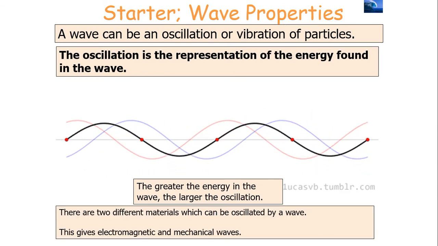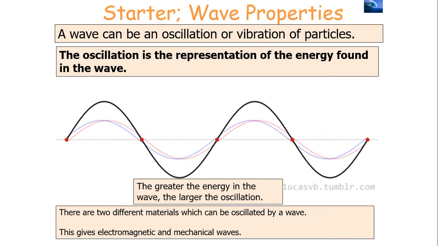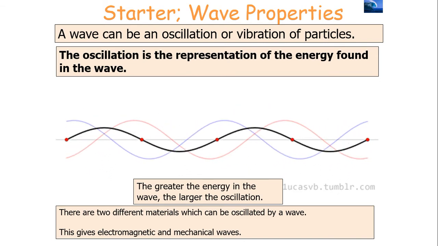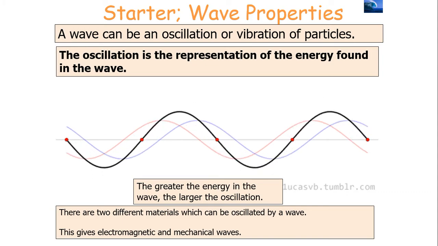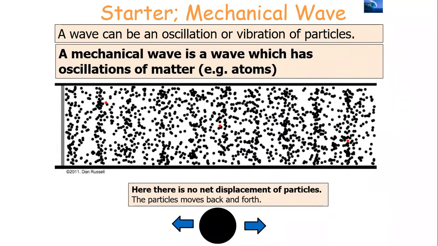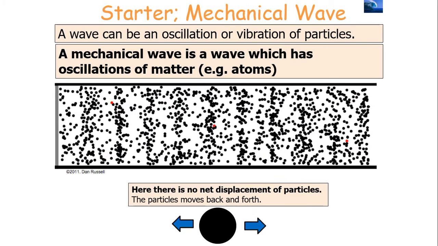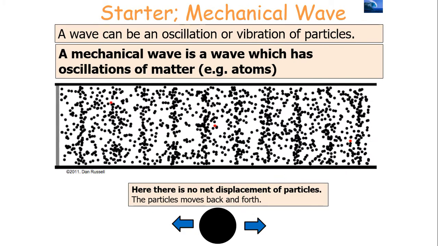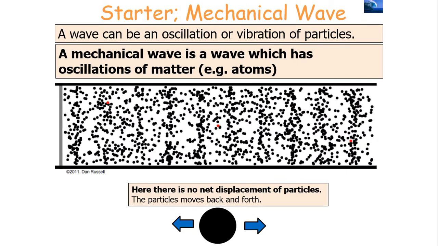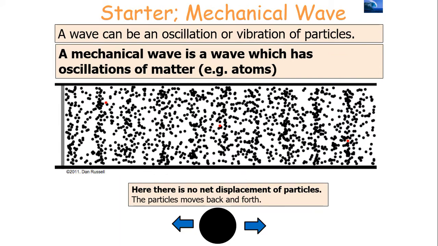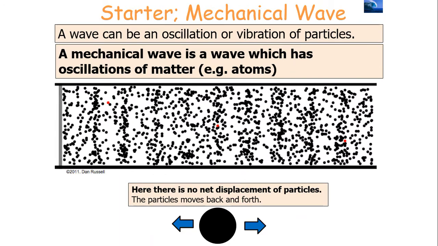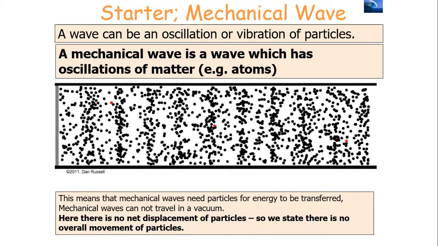Now, there are two different materials which can be oscillated by a wave, which gives us the two categories: electromagnetic waves and mechanical waves. So a mechanical wave is a wave which has oscillations of matter or particles, e.g. atoms. Now, once again, there's no net displacement of the particles. The particles will move back and forth about a fixed position.